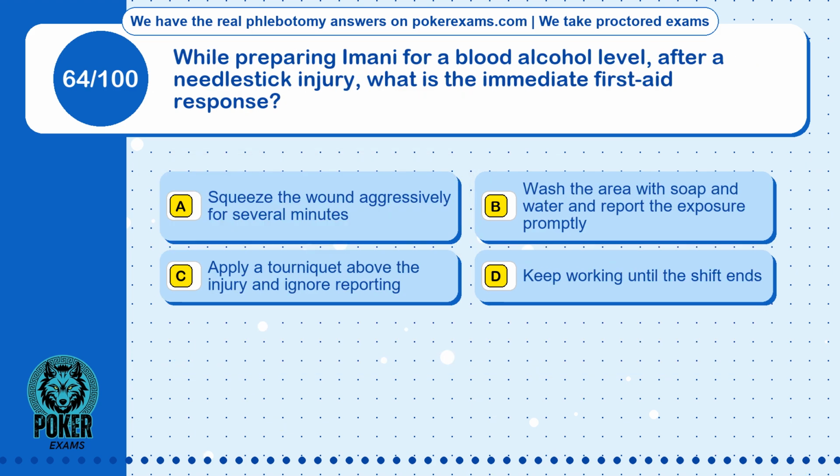Question 64. While preparing Imani for a blood alcohol level, after a needle stick injury, what is the immediate first aid response? Option A. Squeeze the wound aggressively for several minutes. Option B. Wash the area with soap and water and report the exposure promptly. Option C. Apply a tourniquet above the injury and ignore reporting. Option D. Keep working until the shift ends.